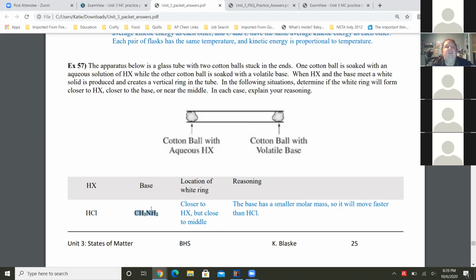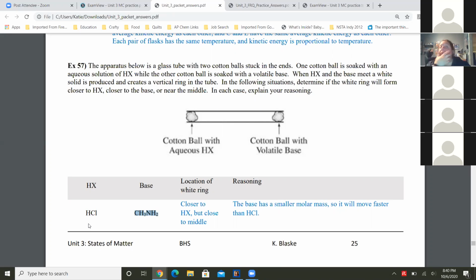If that base has a smaller molar mass, we assume that these are the same temperature because they're sitting in the same test tube together. If it's got a lower molar mass, it's going to be able to travel at a higher speed than the HCl would be able to. So where they finally meet up is going to be closer to the HCl side, because if that HCl is moving slower and the base is moving faster, it's going to be able to get closer to that HCl where they're going to start to react. Oh, okay. That makes sense.